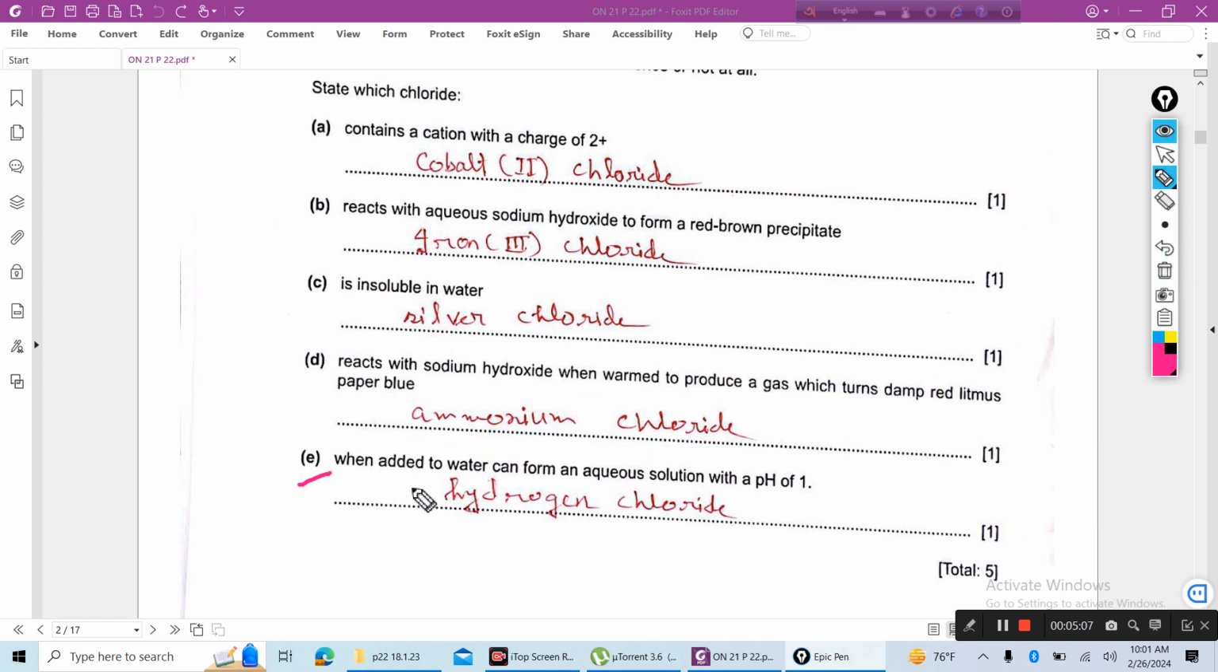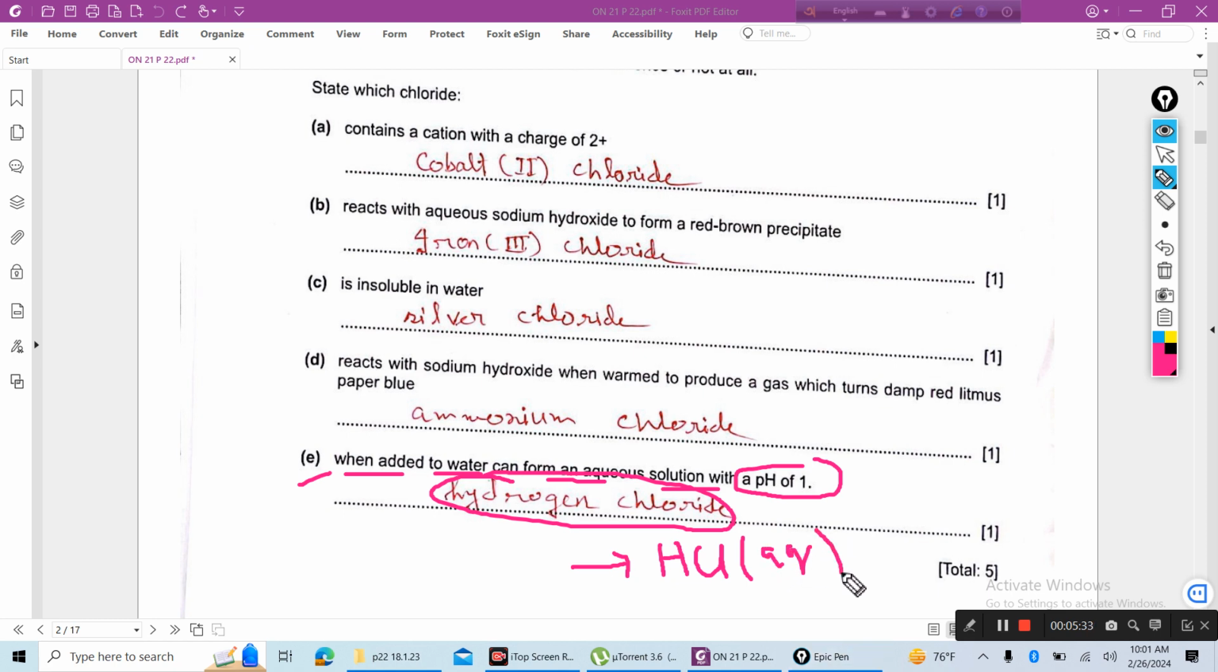Now E. When added to water, can form an aqueous solution with a pH of 1, I mean a strong acid. You know, if you add hydrogen chloride gas in water, a strong acid, hydrochloric acid, aqueous solution is formed. That's why the pH value is 1.